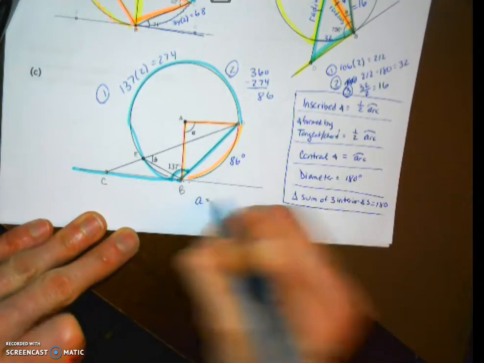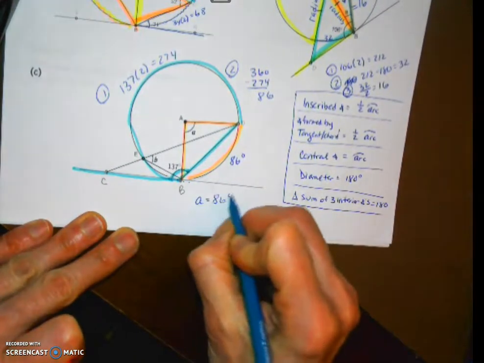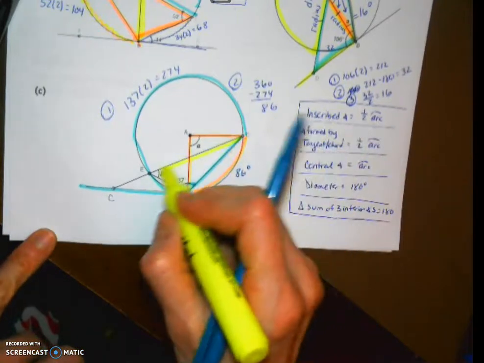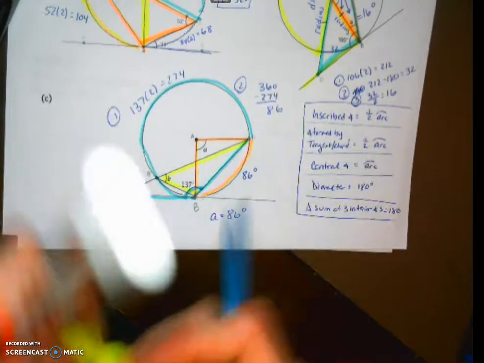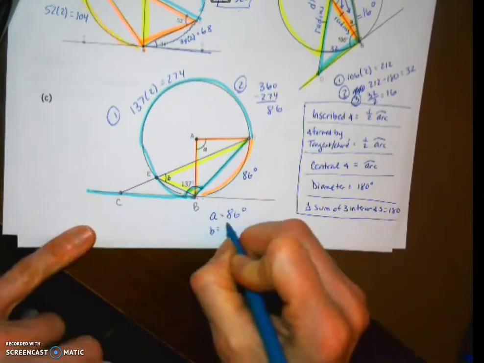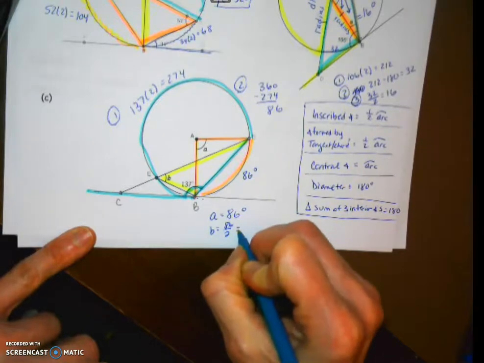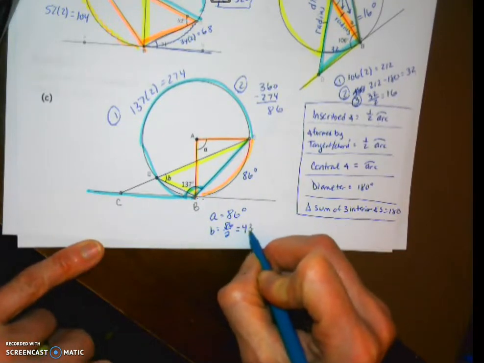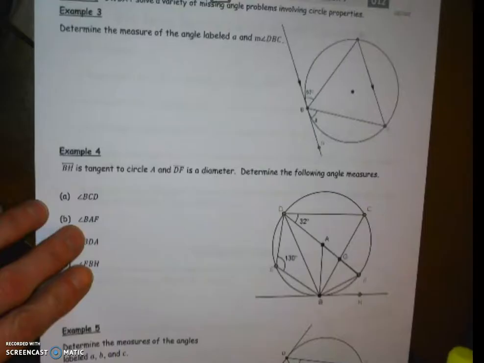So angle A, which is a central angle, is 86 degrees, and angle B, which is an inscribed angle, is going to be half of this arc, half of 86 degrees, which is going to be 43 degrees. And here's example number 3.